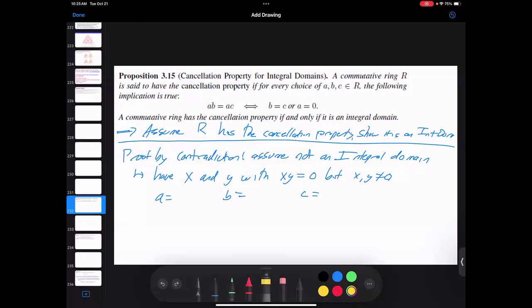Any thoughts? There's not that much on the paper. What's the only thing we have? Do you want to try it? x times 1. Nope. We have something in addition to x and y. We have x, y, and 0. So we have somehow three quantities.